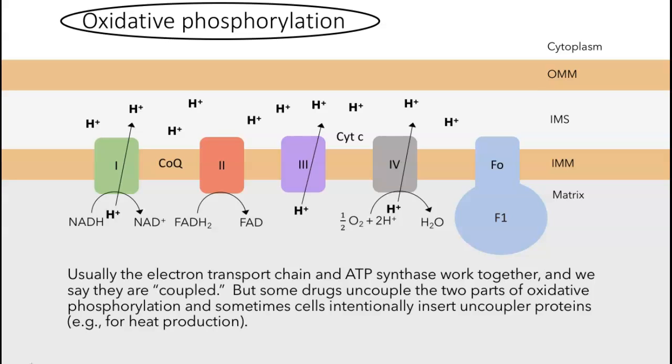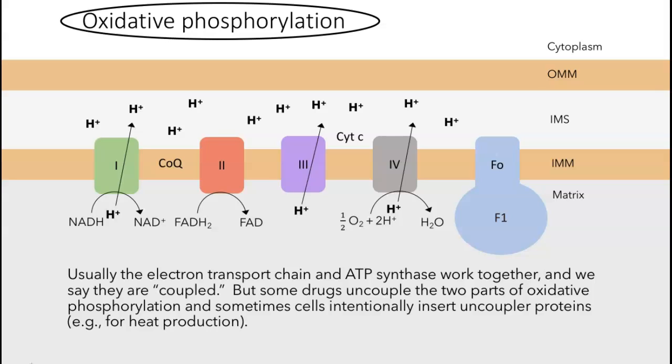Usually, the electron transport chain and the ATP synthase work together, and we say that they're coupled. There are some drugs, however, that can uncouple the two parts of oxidative phosphorylation. For example, if we added a channel that allowed protons to move through the inner mitochondrial membrane and bypass the FO-F1 ATP synthase, the electrons could pump, but no ATP would be generated. It's even possible to isolate the FO-F1 ATP synthase, put it into artificial membranes, and then apply gradients of protons and run the pump either forward or backward in the absence of the electron transport chain.